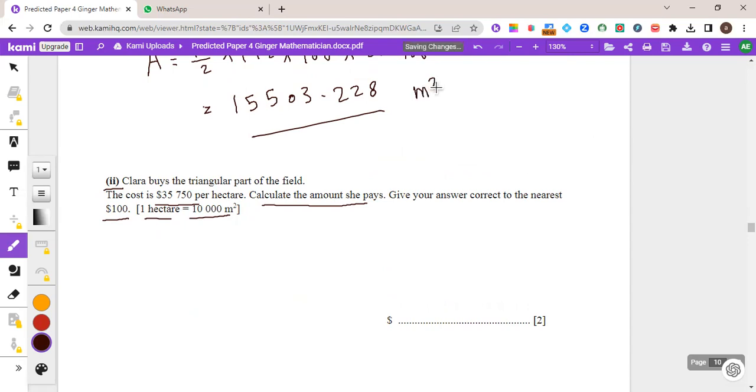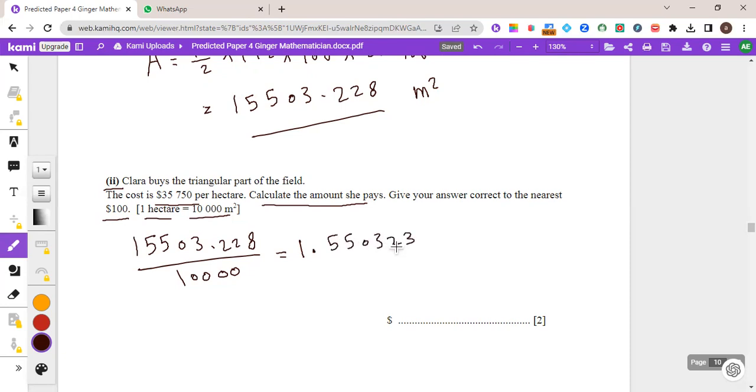So we need to know the area first. This is in square meter. We need to find it in hectare. So we make a ratio. Yes. So 15503.228, I will divide it by 10,000, right? Yes. So what is the answer? Okay.